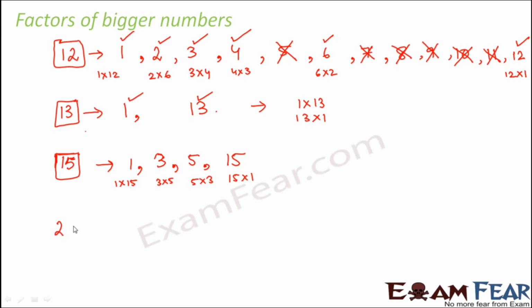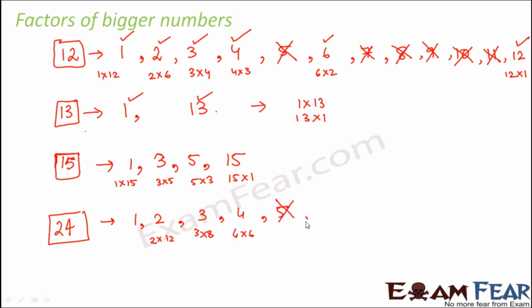Let's talk about another number like 24. So for 24 again we have a lot of factors. Like 1 is a factor, 2 is also a factor because 2 into 12 is 24. 3 is also a factor because 3 into 8 is 24. 4 is also a factor because 4 into 6 is 24.